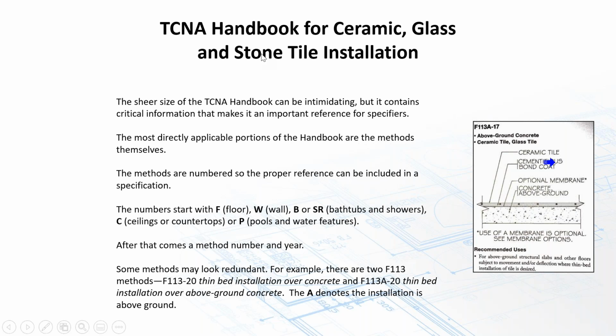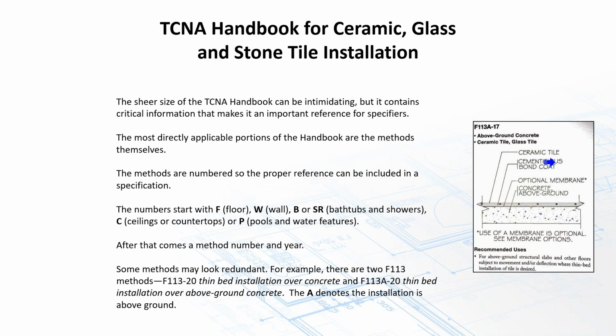The most directly applicable portions of the handbook are the methods themselves, or the drawings with the content. The methods are numbered so you can make an easy reference to them. All of the method numbers start with either an F for floor, a W for walls, B or SR for bathtubs or showers, or steam rooms for that matter, C's for ceilings or countertops, or P for pools and water features. There are some other initials as well, but those are the main ones.